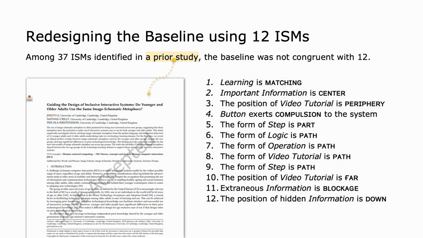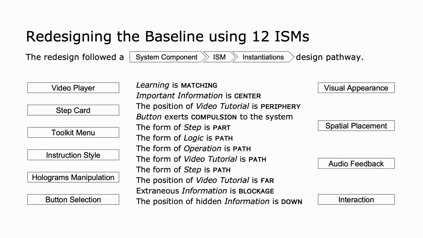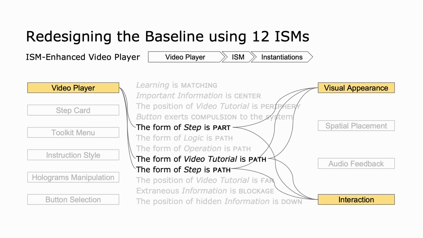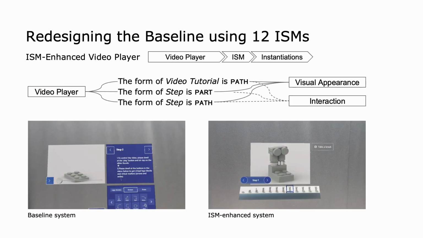The ISMs used to enhance the baseline were identified in one of our previous papers, which discovered a set of ISMs shared by both younger and older adults in the domain of technology learning. Among all these ISMs, we found that the baseline was not congruent with 12 of them. We redesigned the baseline system following a system component ISM instantiations design pathway. Firstly, we listed 6 functional components that made up the baseline system. Then, for each system component, we associated relevant ISMs. For each ISM, we associated one or more design aspects of the MR system where it could be instantiated. We'll now take a look at the ISM-informed redesign of each system component.